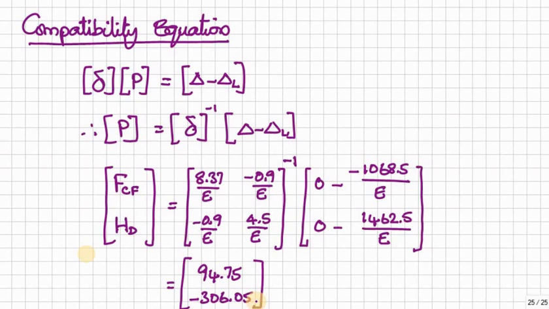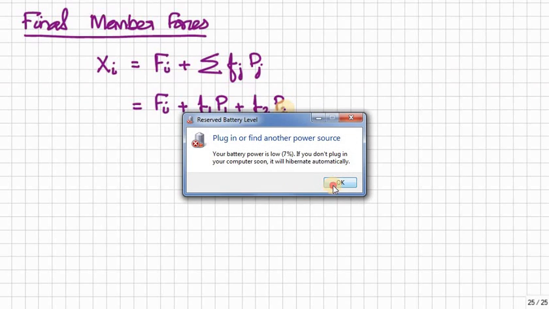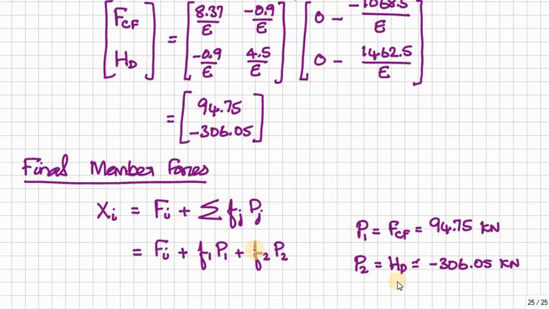Once we have the redundant forces, then we can calculate the member forces. So using this expression, final member force is equal to member force due to external load plus force contribution from each redundant force. That is F is equal to Fi plus f1 P1 plus f2 P2. That means P1 is equal to FCF is equal to 94.75 kilonewton, P2 is equal to HD is equal to minus 306.01.